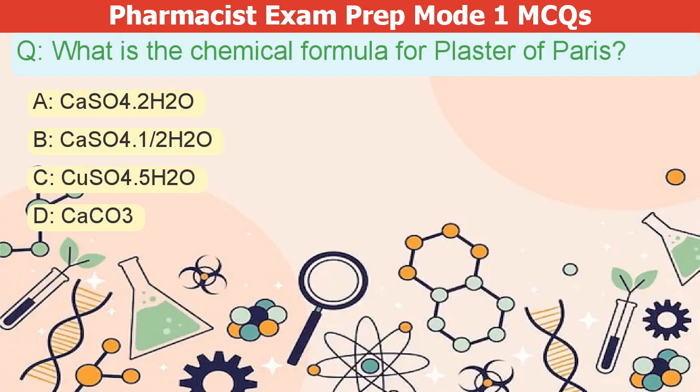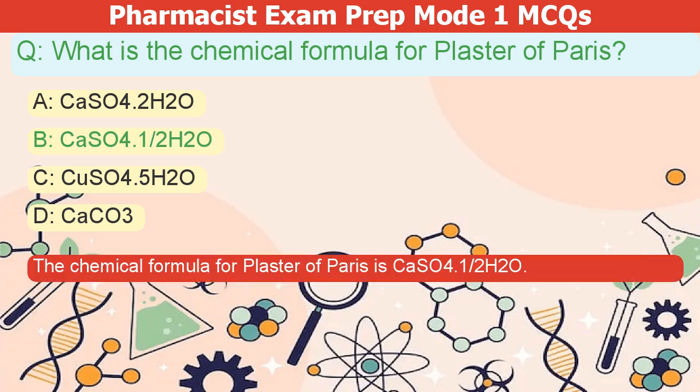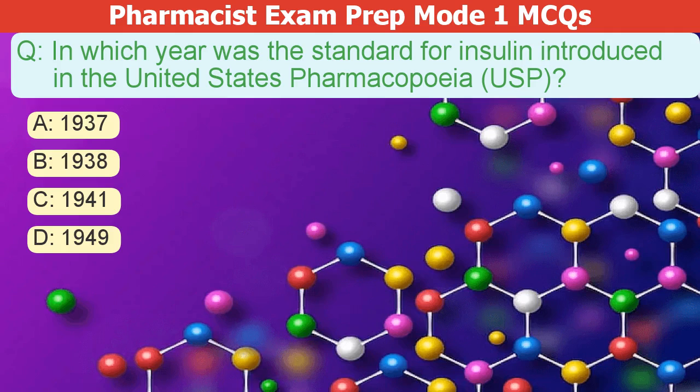What is the chemical formula for plaster of Paris? A. CaSO4.2H2O. B. CaSO4.1/2H2O. C. CuSO4.5H2O. D. CaCO3. The correct answer is B. The chemical formula for plaster of Paris is CaSO4.1/2H2O.